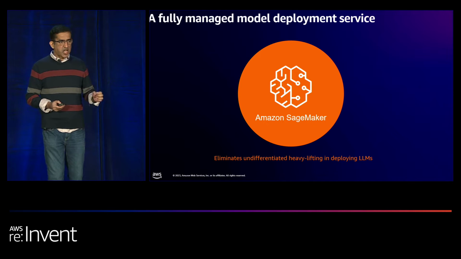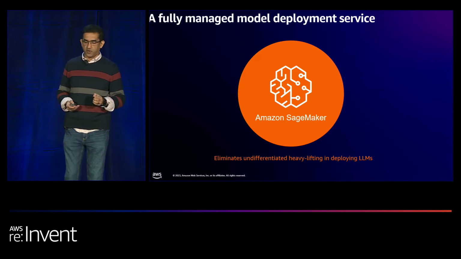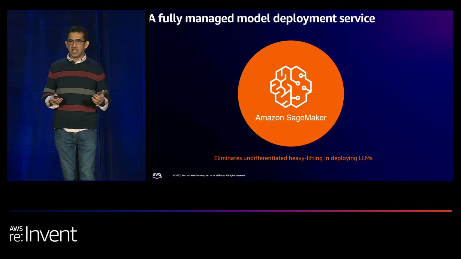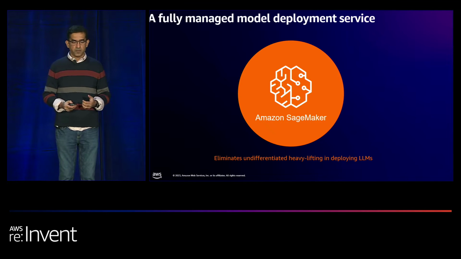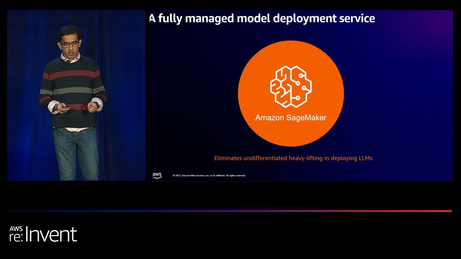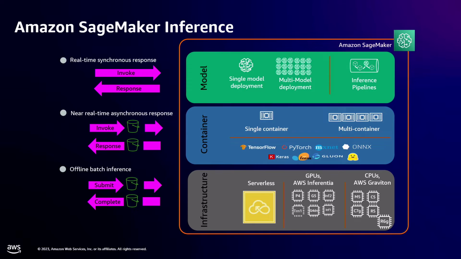To address these challenges effectively, you need a very robust platform to host your models for inference. If you were to build and manage this platform on your own, especially for hosting these large language models, it will entail quite a bit of heavy lifting that can impede the pace of your innovation. And that's why you should go with a managed deployment service like Amazon SageMaker. SageMaker offers you the broadest range of inference options to serve any use case.